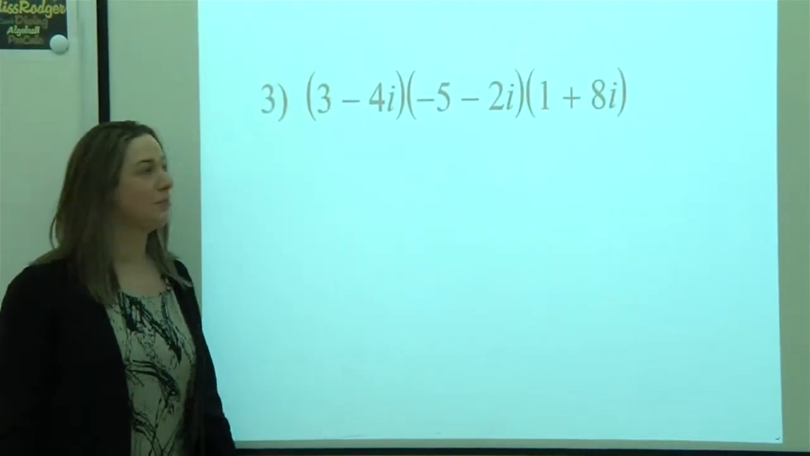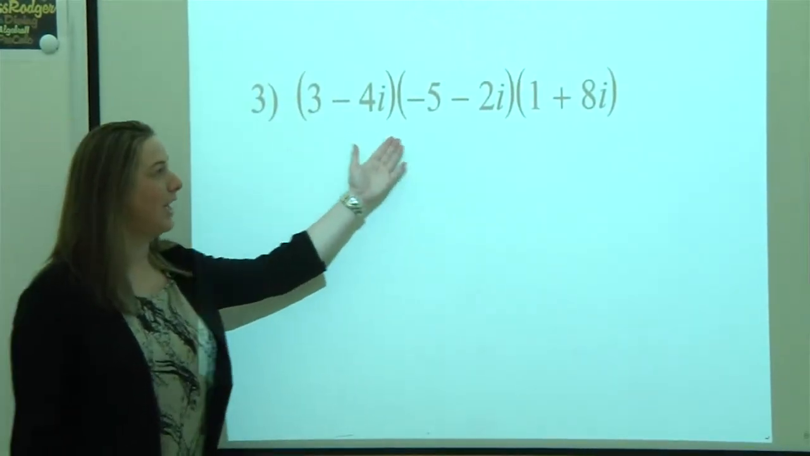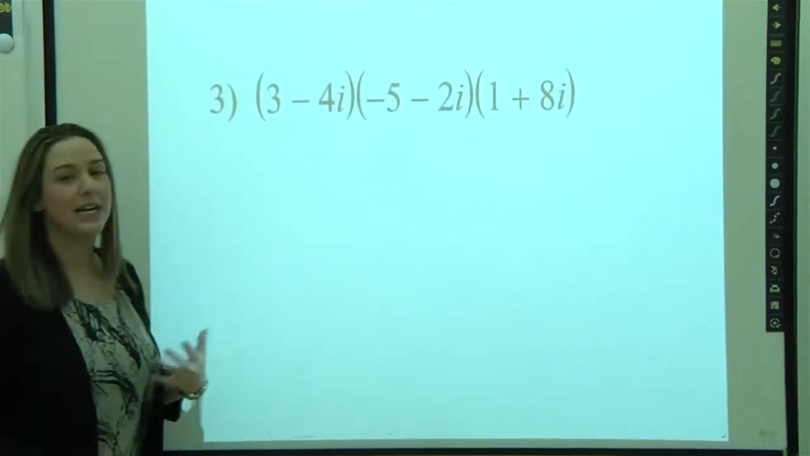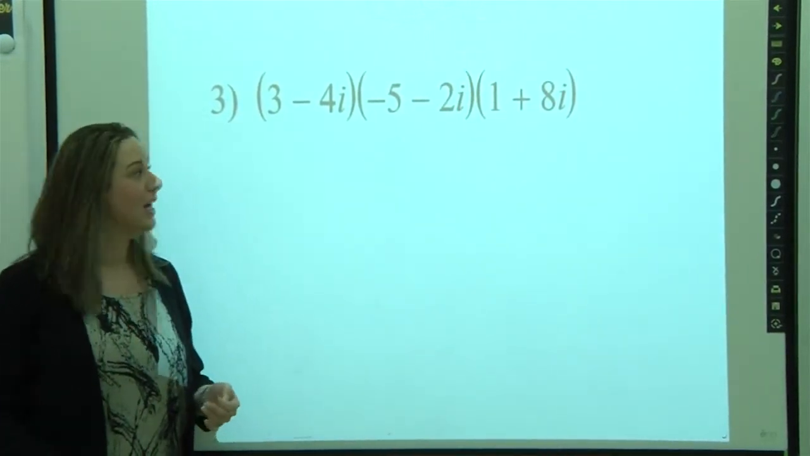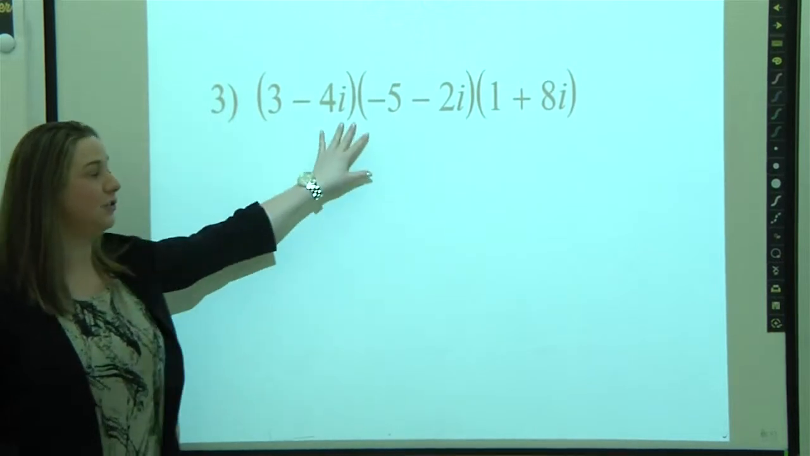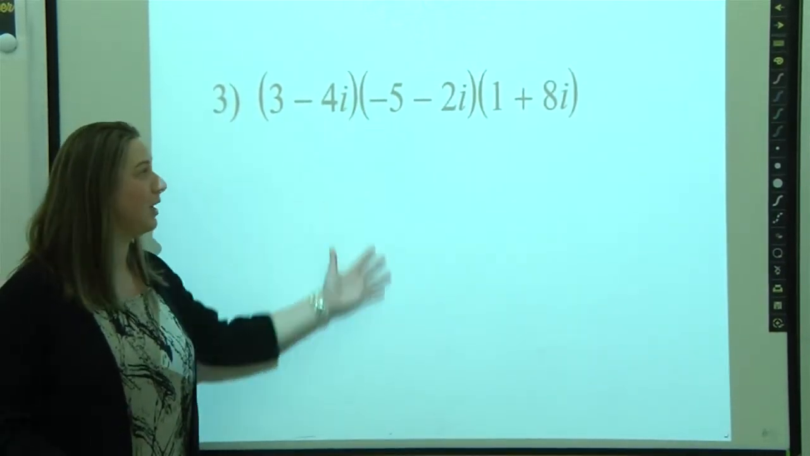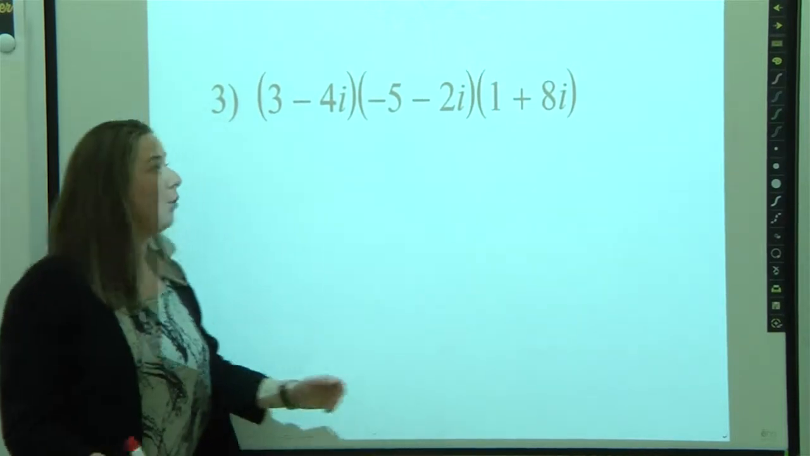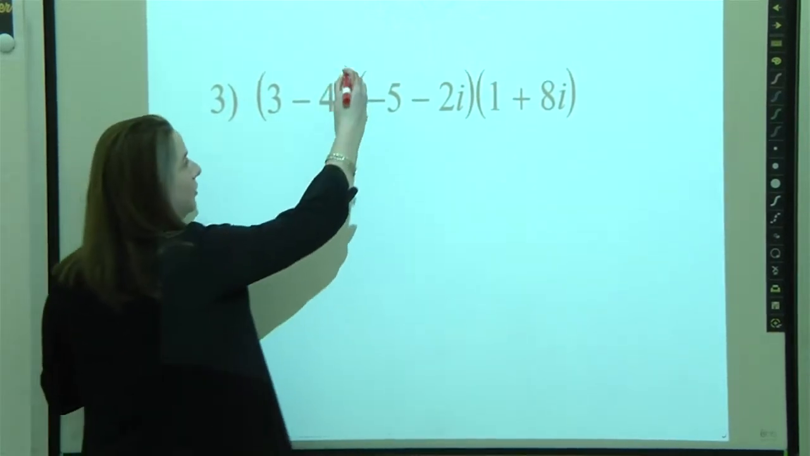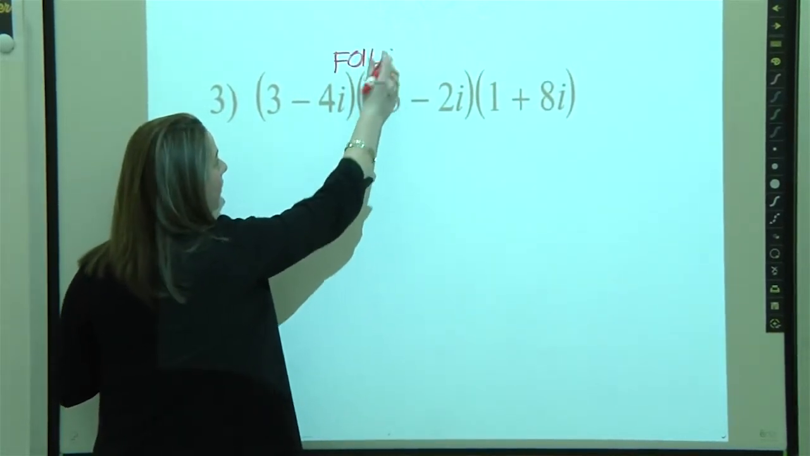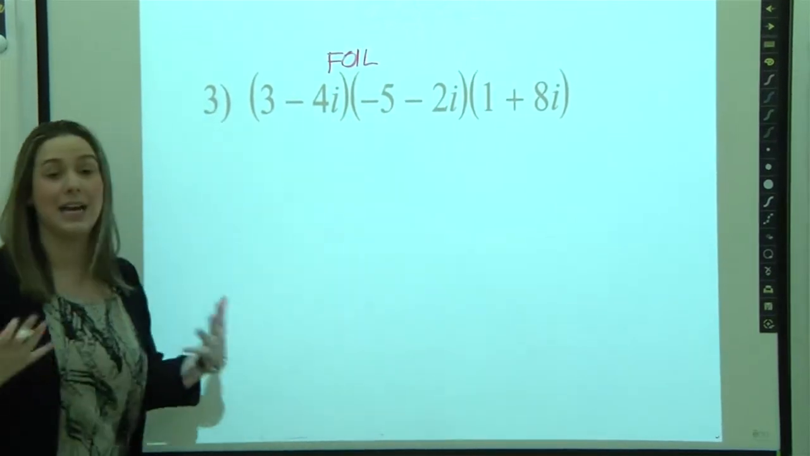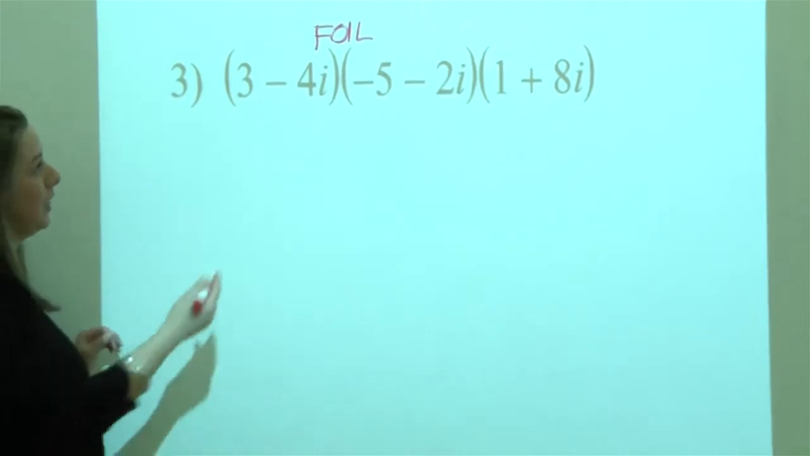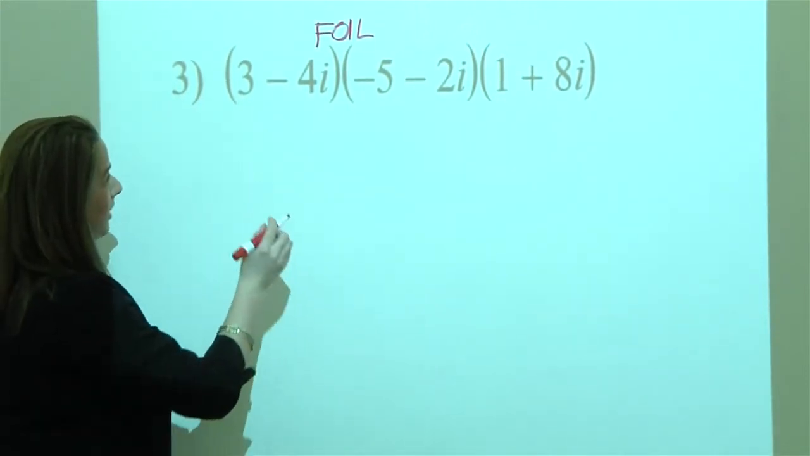Let's take a look at another problem. This time we have 3 complex numbers being multiplied together. So we can handle it a similar way. Now we're just going to have to deal with these two first, FOIL them out, get a complex number, and then multiply our answer by 1 plus 8i. So let's do that. Let's FOIL the first two complex numbers, get another complex number, and then multiply it by 1 plus 8i. So let's do the similar process.